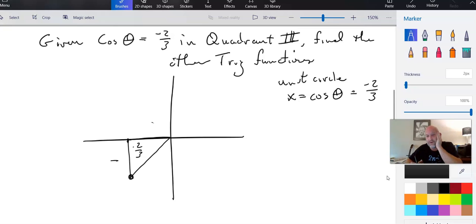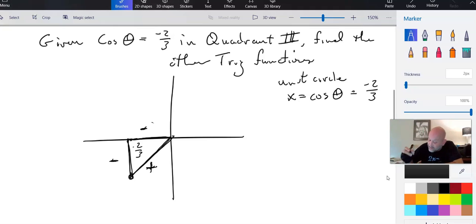I know in the third quadrant, both the x and the y coordinates are negative, which means that whatever I measure on this side is going to be negative, and on this side, the hypotenuse is always going to be measured positive. So we know that this side is the adjacent. This side is the opposite, and this side is the radius.